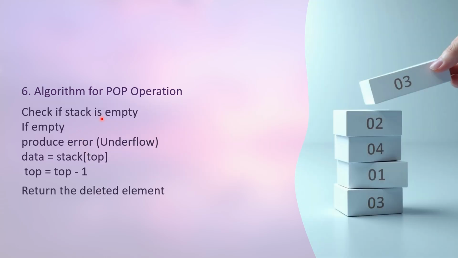The pop algorithm begins with checking if the stack is empty. If it is empty, we are going to return an error, that is underflow error. Otherwise, we retrieve the element at the top and decrement the top pointer, and then return the deleted element. Here the top is decremented by 1 since we have deleted one element from the stack.